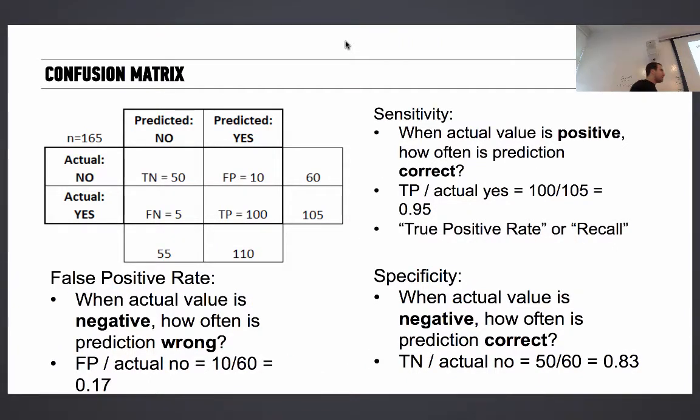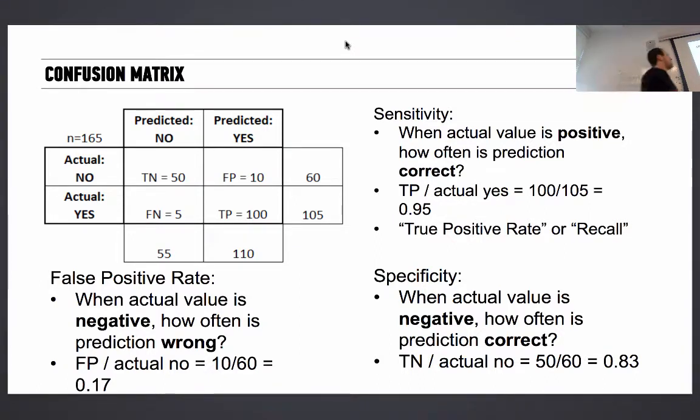We can go even more in depth. False positive rate: when the actual value was negative, how often was the prediction wrong? So when the actual value was negative, that's the first row, out of 60 people, how often was the prediction wrong? That's 10 out of 60, which is 17%.